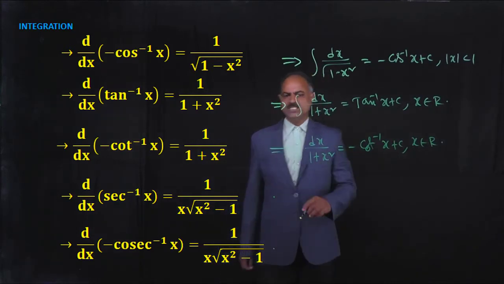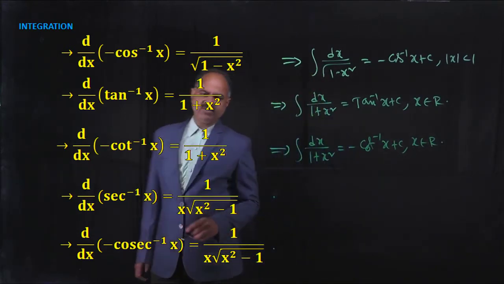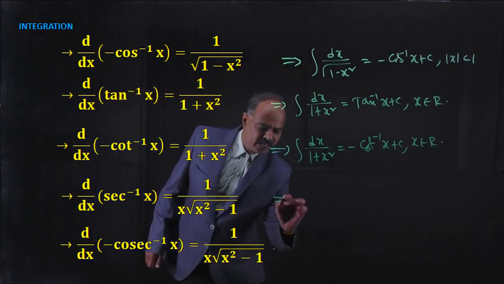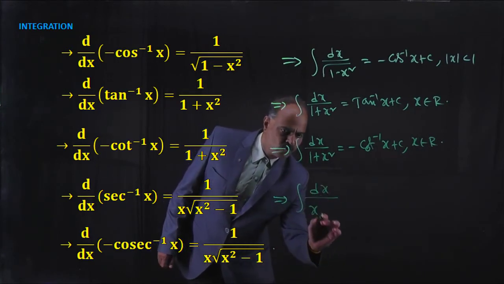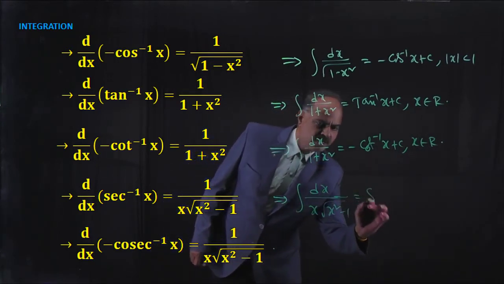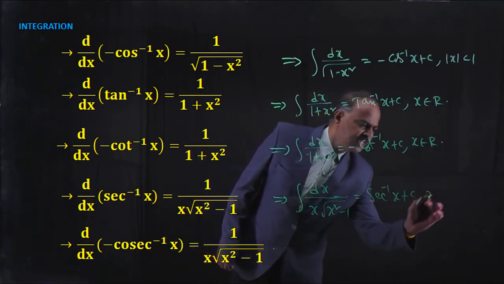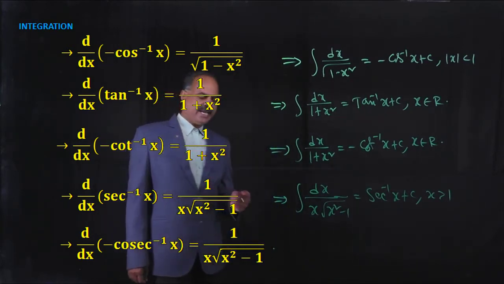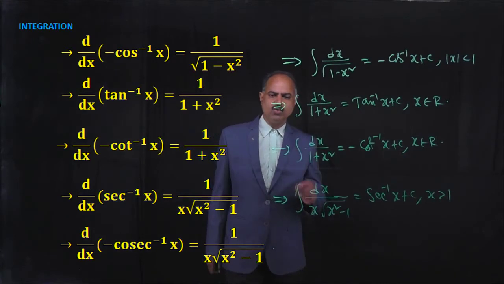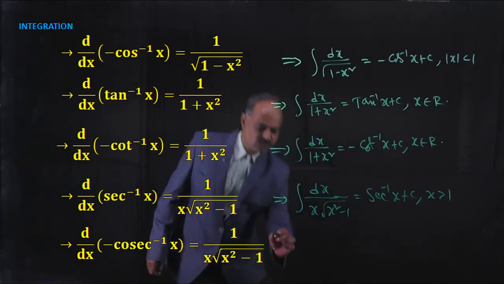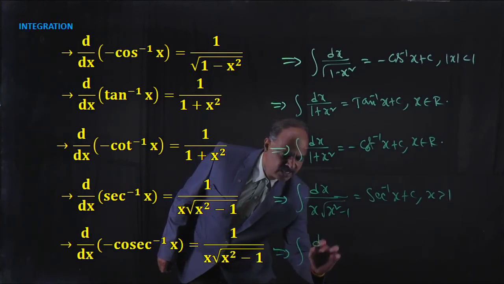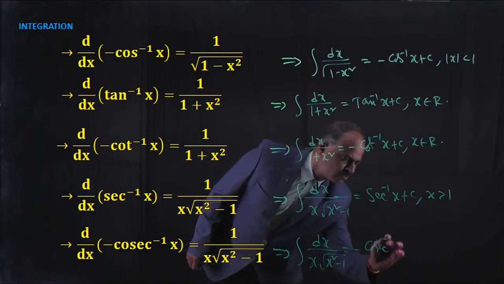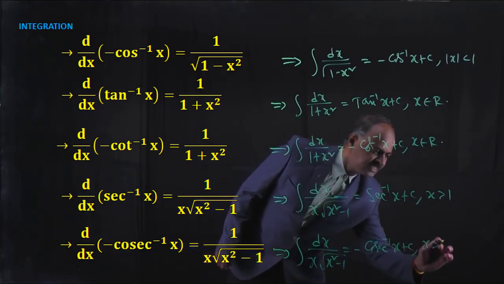Next one is d by dx of secant inverse x equals 1 by x into root over x square minus 1. So here integral dx by x into root over x square minus 1 equals secant inverse x plus c, here x greater than 1. So next one is d by dx of minus cosecant inverse x equals 1 by x into root over x square minus 1. So this implies integral dx by x into root over x square minus 1 equals minus cosecant inverse x plus c, here x greater than 1.